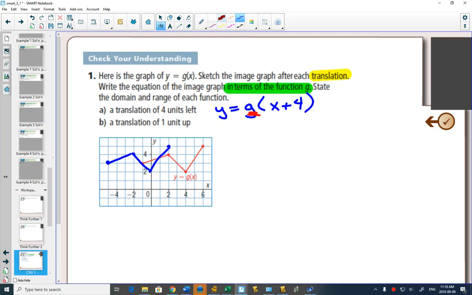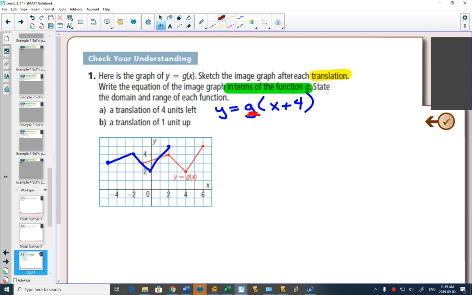Sometimes you'll get questions that say in terms of x. That means on the right-hand side of your equation, you need an x somewhere. It needs to have that in its equation. This one was in terms of the function g. So g, the function g, needed to be on the right-hand side of our equation. What happened to the function g? It got moved 4 to the left. How does that show up? Well, that's inside the function. And everything left and right, if I moved it 4 to the left, it shows up as opposite, right? X plus 4 instead of x minus 4. I did that one in blue.